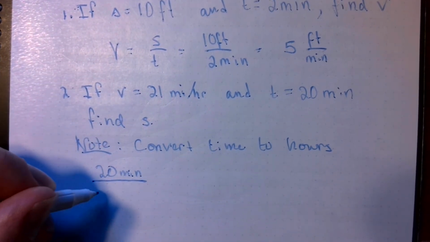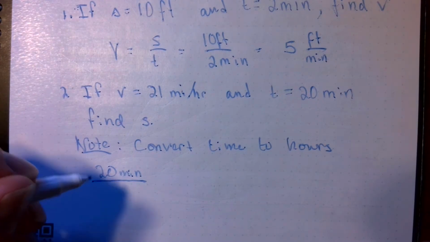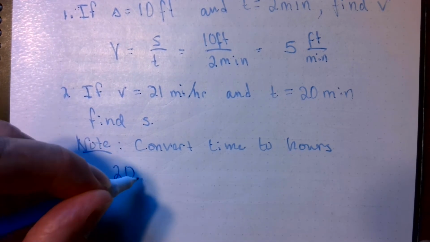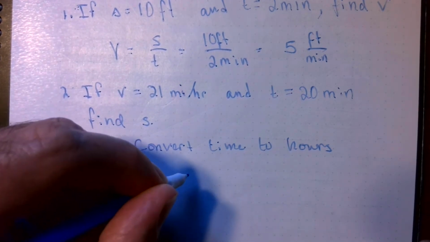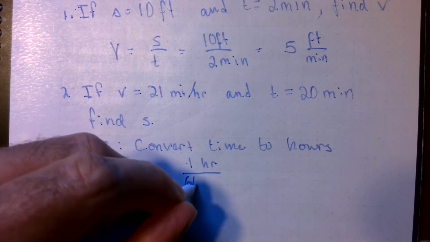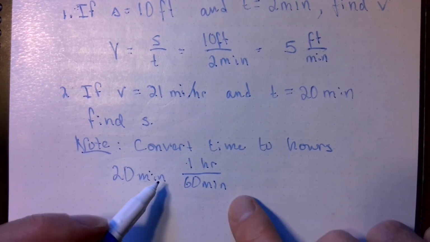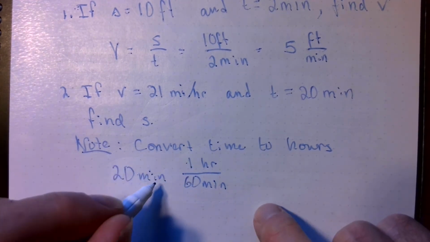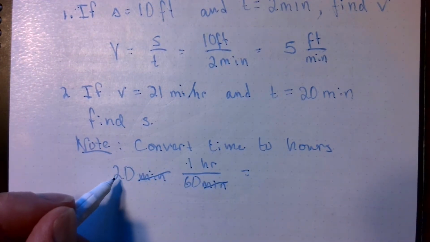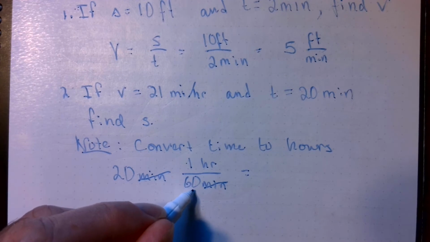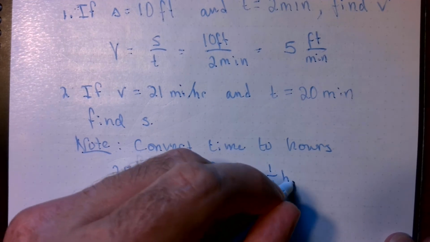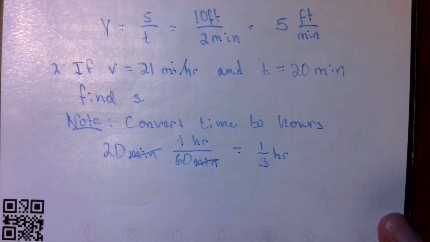And now there's 60 minutes per hour. So actually, okay, let me do it this way. 20 minutes, and then 1 hour, 60 minutes. When I'm doing conversions, I like to think of it like this. I put the units this way so that the minutes cancel out. And now I just do the arithmetic here. 20 times 1 is 20, divide by 60. So that's 1/3 of an hour. Okay, so 20 minutes is equal to 1/3 of an hour.